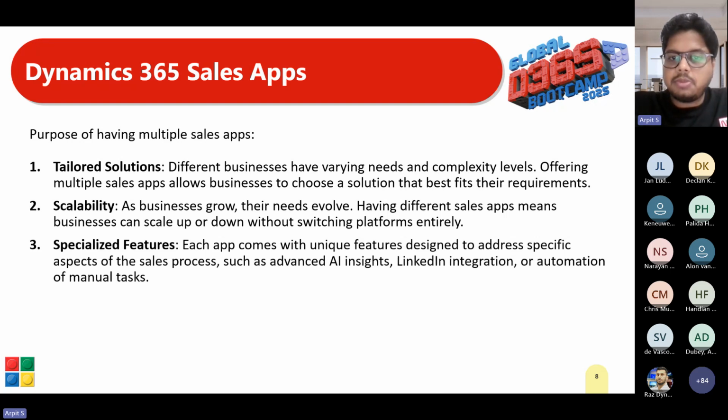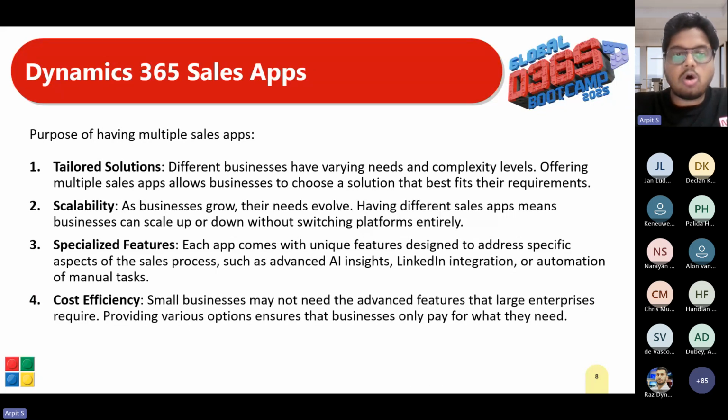Specialized features. Each app comes with some unique features designed to address specific aspects of the sales process. And I think this is also one of the reasons you decide which kind of sales app you want to use. I'm going to discuss the different types of sales apps that we have, but you basically choose based on the features that individual apps provide, and based on that you use those apps for your business need. Okay, so specialized features also define that you have to use a different sales app.